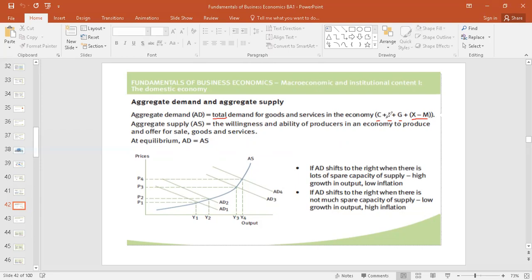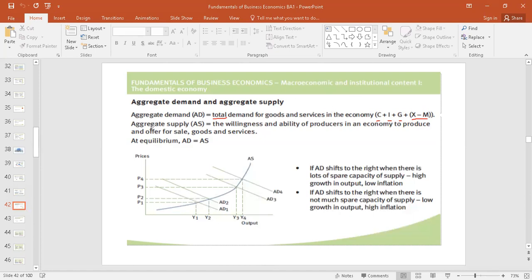So C is consumption, I is investment, G is government expenditure, the way government spends on activity. Government expenditure also results in the creation of demand. Consumption, investment, government expenditure, and the difference between what was exported minus what was imported. All these aspects added together talk about the total demand for goods and services.